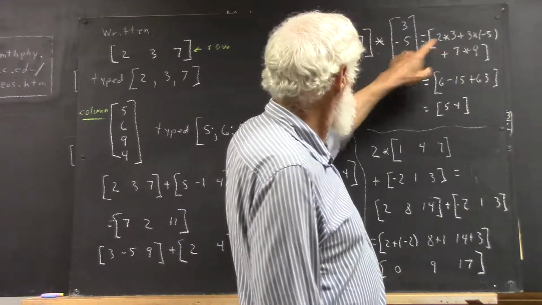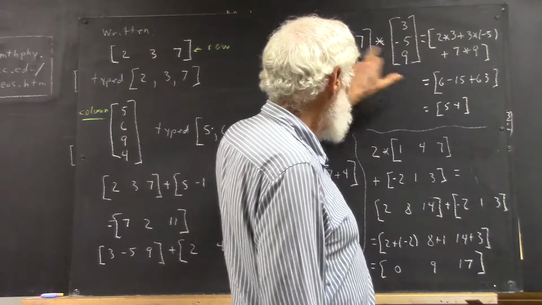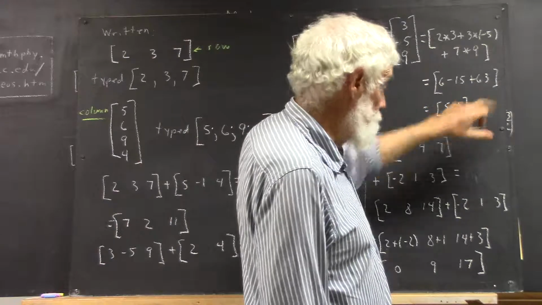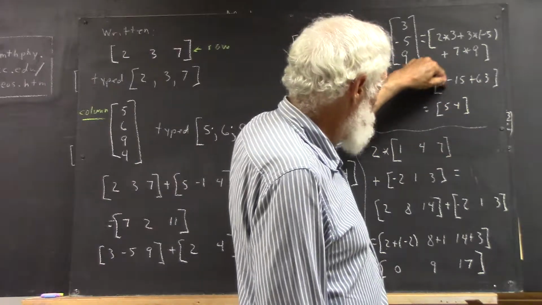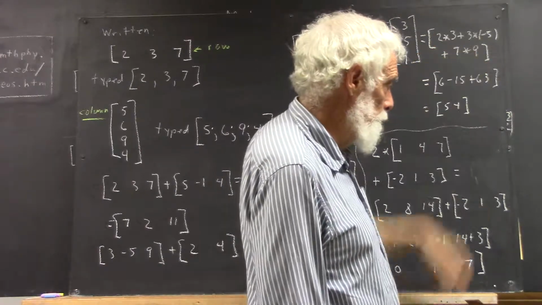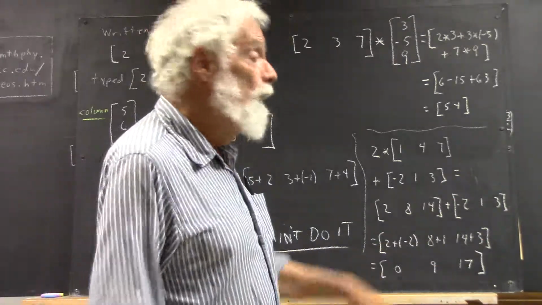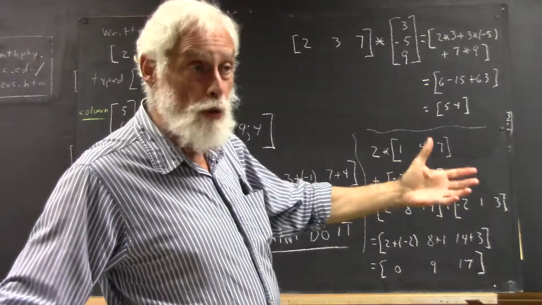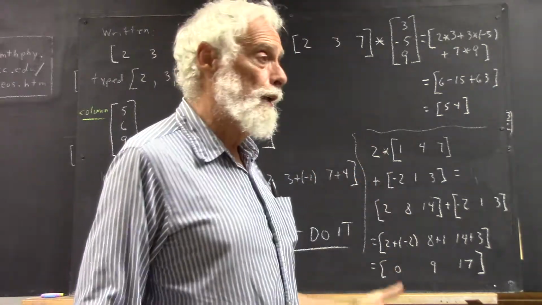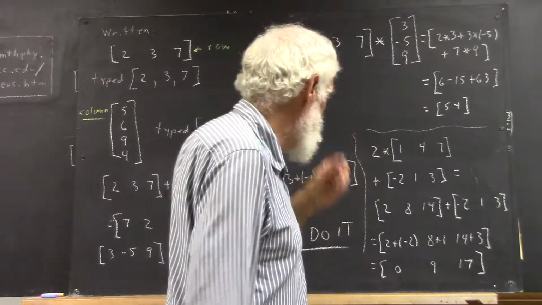2 times 3, plus 3 times -5, plus 7 times 9. That gives us 6 plus a -15 plus 63. I didn't bother writing a plus minus 15. We just see it as a subtraction. 6 minus 15 plus 63 gives us 54. Very simple operation. You have to practice it so that you know what the operation is without having to think about it. Because if you have to stop and think about it, you're not going to understand the things that we build with these operations. But that's all it is.